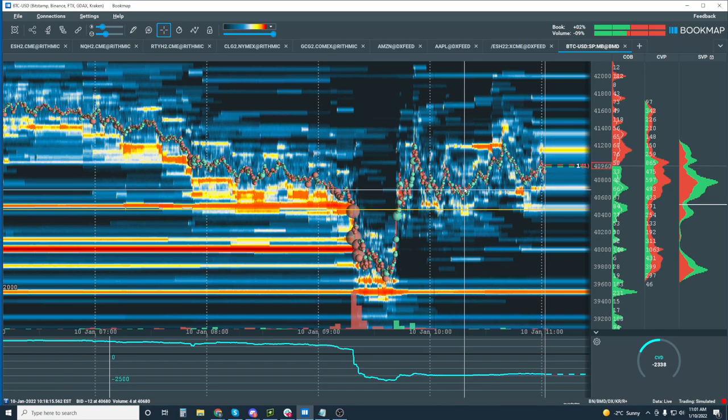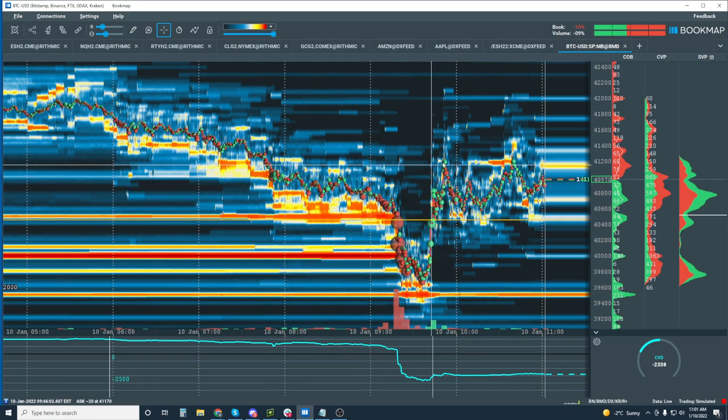Oh, no worries. You came in a little late. Yeah, there's no problem. We're just looking at this zone here, though, and trying to kind of figure it out. What's going on? What's the order flow within the structure?